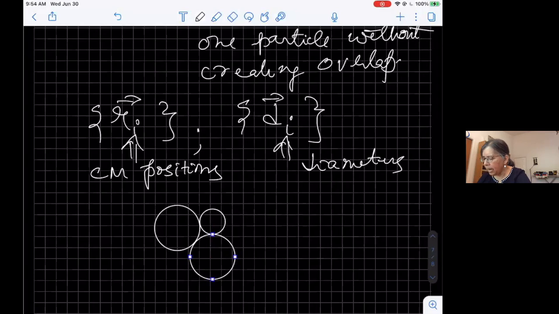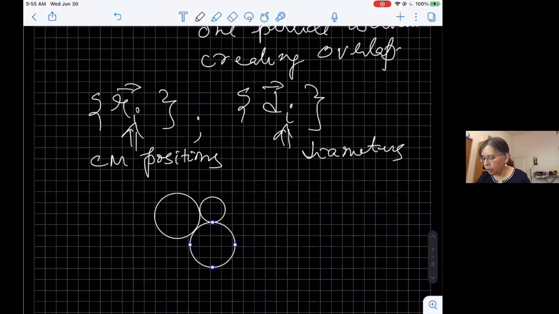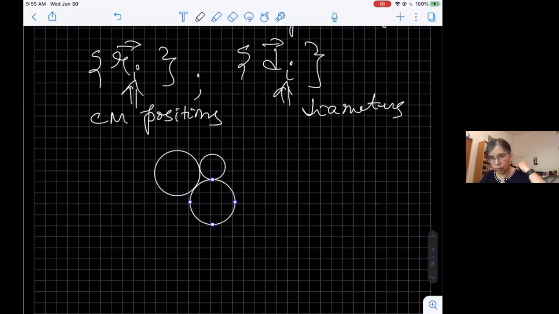In such a way that, let's say, I cannot move this particle anywhere. I'm not drawing the full system. I cannot move this particle without creating an overlap. Right? So how do I write these constraints?